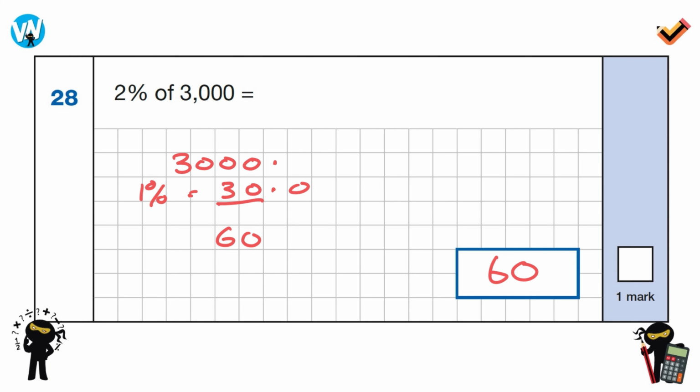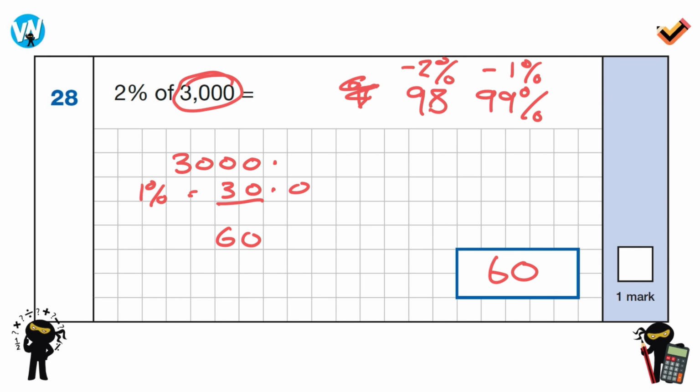There's a lot of issues with layout. But it's remembering it's like 98%. It's like 98% and 99%. It's knowing that they're just minus 1% and minus 2% from 100%. And this is 100% in this instance.